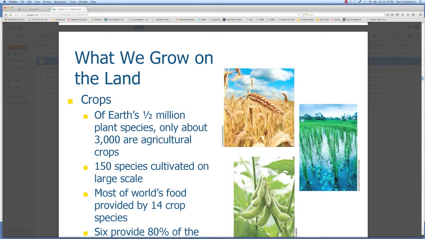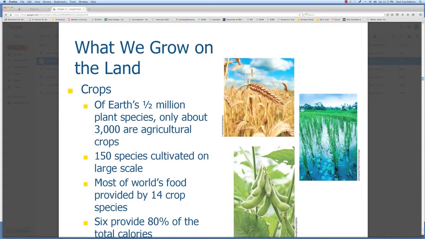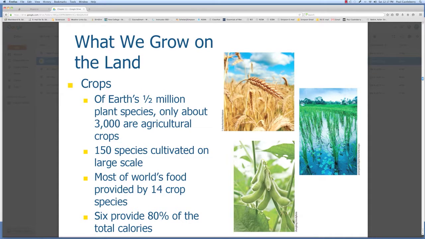Let's shift gears here just for a little while and let's talk about what we grow. Well, we know what we grow here in Iowa. We grow a lot of corn, a lot of soybeans. Let's just take a look at some of the statistics. So notice what we have here. Of Earth's 500,000 plant species, that's a lot. Only about 3,000 are agricultural crops, though. So we go from 500,000 plant species down to 3,000. And then we go even further down from 3,000 to 150. And only 150 species are cultivated on any type of large scale.